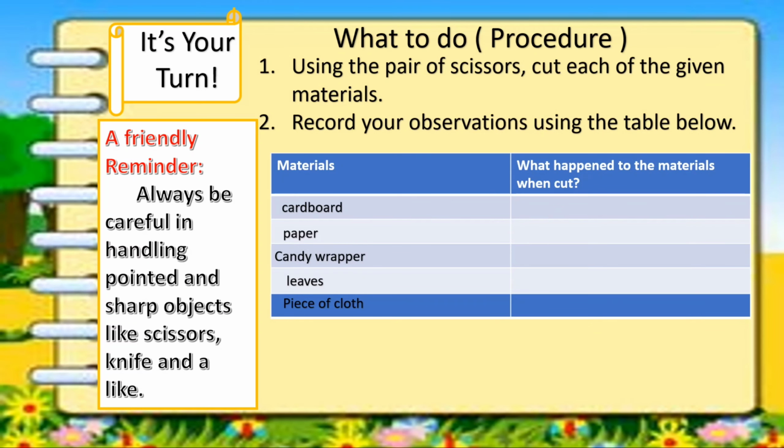It's your turn, kids. What to do? Using a pair of scissors, cut each of the given materials. Then record your observations using the table below. And these are the materials needed: cardboard, paper, candy wrapper, leaves, and a piece of cloth. On the other side, you are going to write down what happened to the materials when being cut. Again, a friendly reminder: always be careful in handling pointed objects and sharp objects like scissors, knife, and alike.